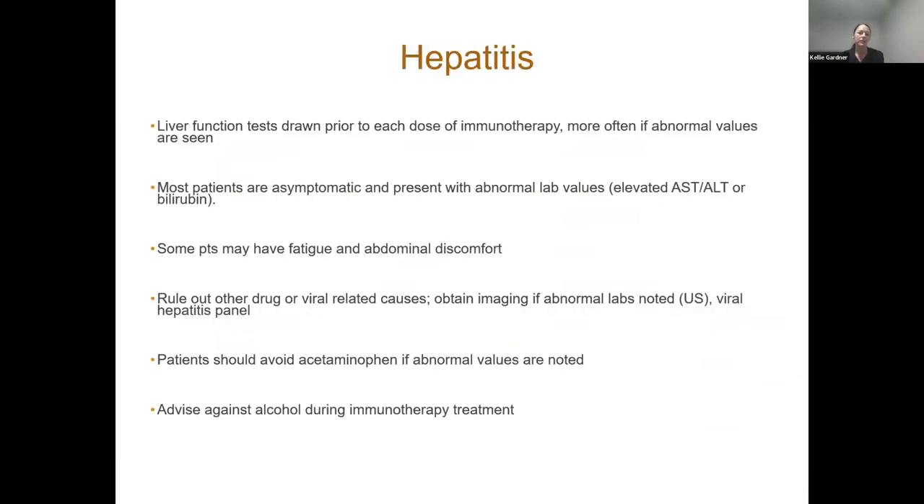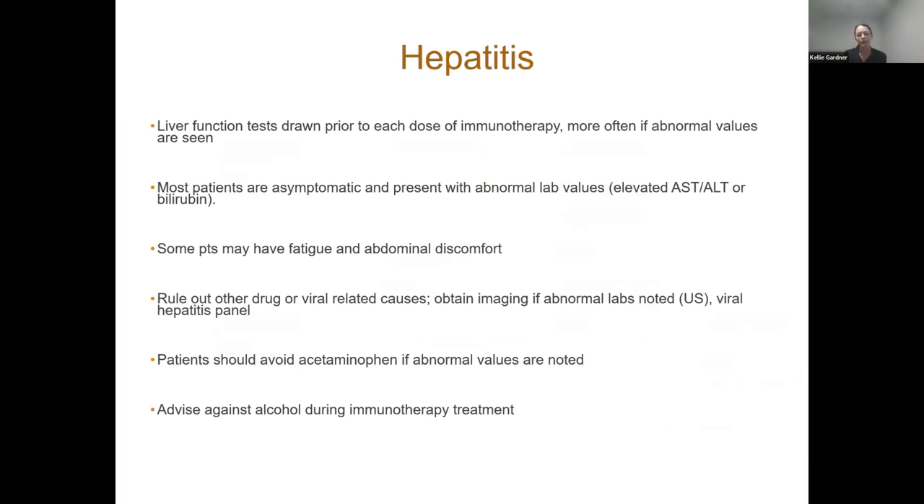Hepatitis, so inflammation of the liver. We screen for this, but we get liver function tests prior to each dose of immunotherapy. If we start to see the liver function tests start trending up, we do tend to get it more often, sometimes weekly, to see how things are progressing.